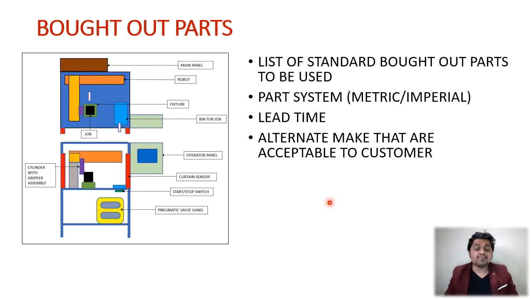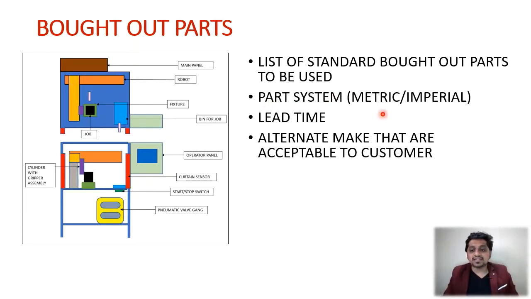Next we have bought out parts. Here in our case we can see that there are a lot of bought out parts. We have a cylinder with the gripper assembly. You can take the cylinder with SMC, Festo or whatever make it may be. While choosing the make, here comes the list of standard bought out parts to be used. Sometimes the customer provides a list and says you should pick parts from this list only because they have their own inventory. So we should be aware of those things, otherwise it can be a complete failure. At the end, the customer may deny to accept the machine.